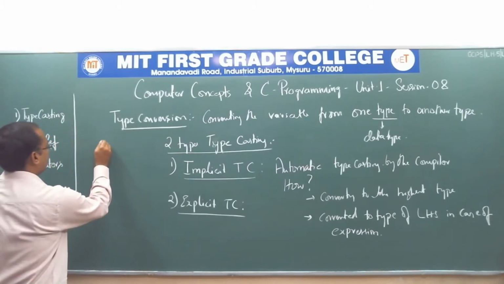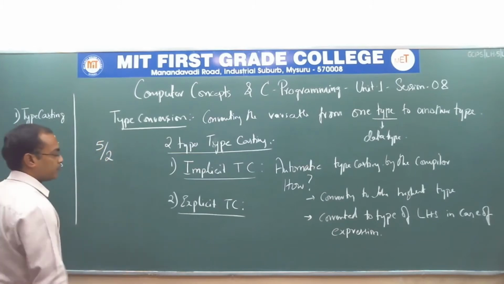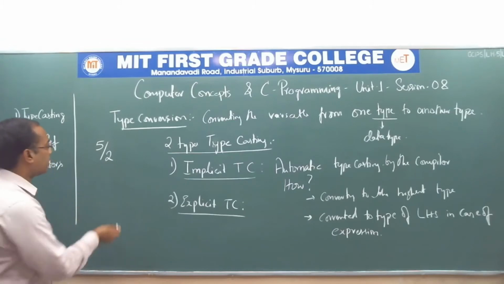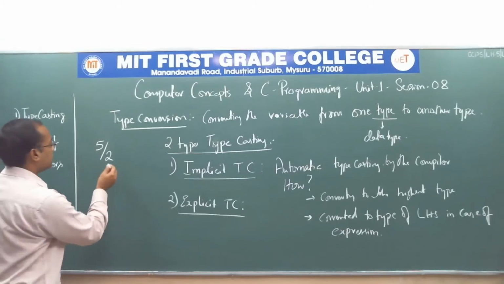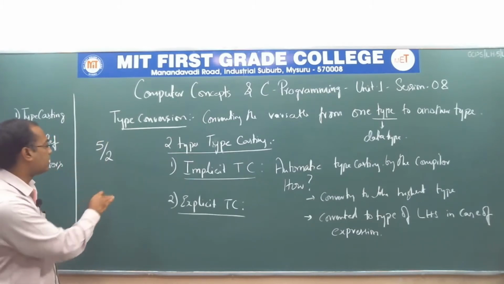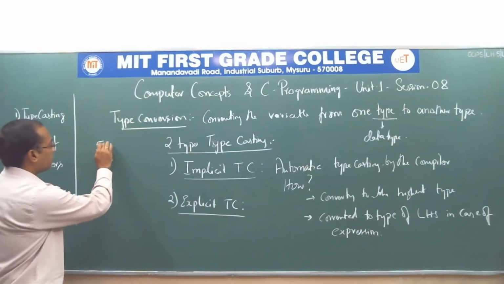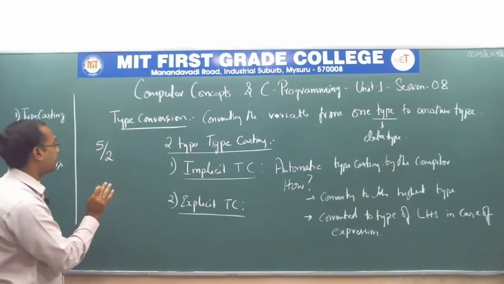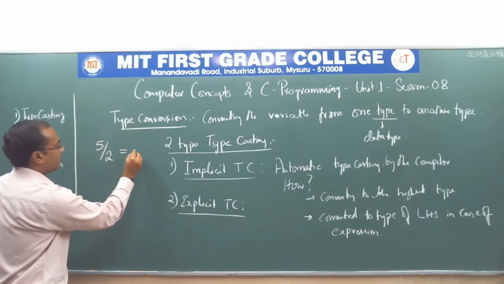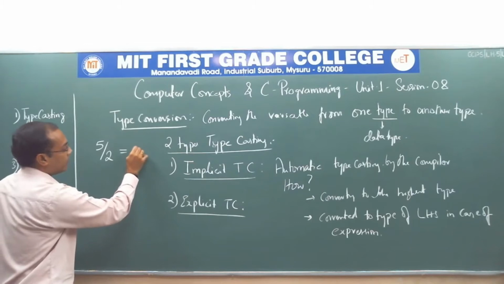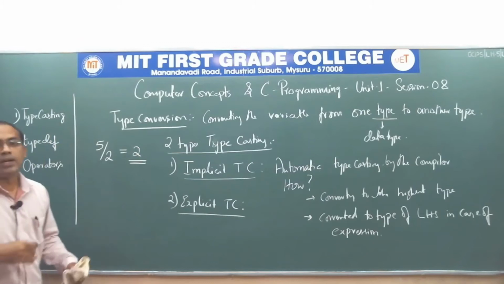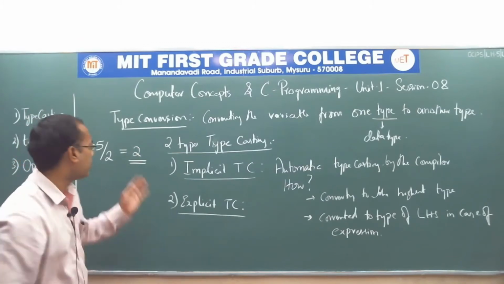So let's take one example, 5 divided by 2. In this case, 5 is a whole number, which means an integer. 2 is also a whole number, it's an integer. What is the size of the integer? The size of the integer, as per the last session, it is 2 bytes. So both are 2 bytes, so there is no different data types. The size will be again integer. So what is the value of 5 divided by 2? Actually it is 2.5, but you will get the answer as 2. Why? Because both are integer. Automatically the type will be converted to the integer type.